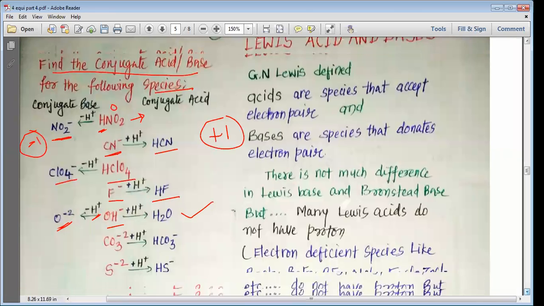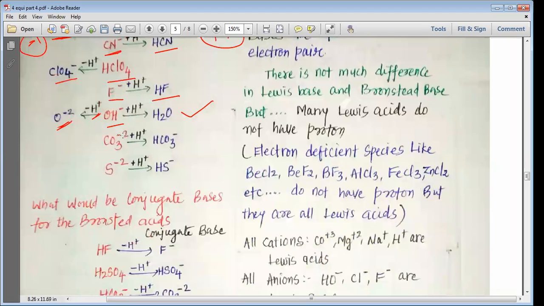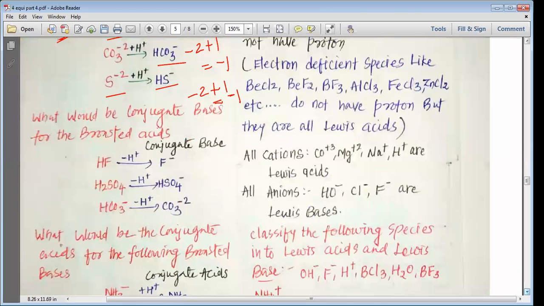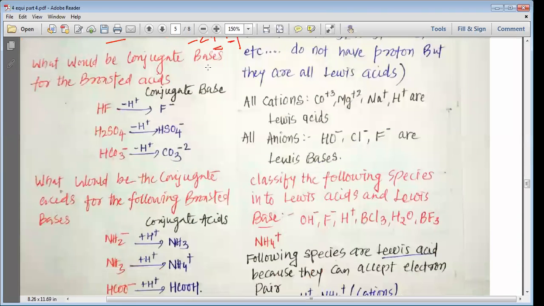Same way, my dear students, you have CO3 minus 2. So if we add H plus, it turns out to be HCO3 minus 1. So this -2 plus 1 has become -1 and we get HCO3 minus. And when we have S minus 2, we add H plus, we will get HS minus. You can see that -2, when we add +1, H plus 1, that turns out to be -1 and we have HS minus. So this is how it is easy for you now to understand how to write the conjugate acid or conjugate base pair.